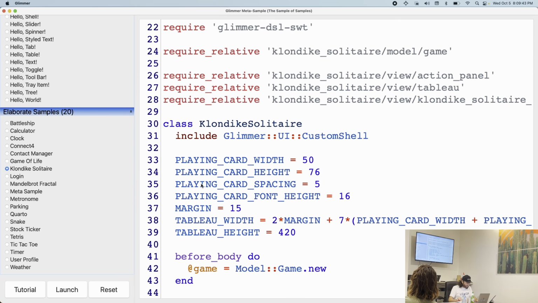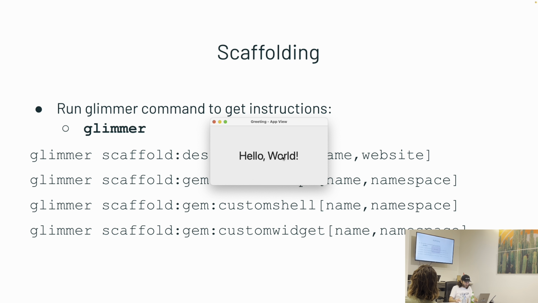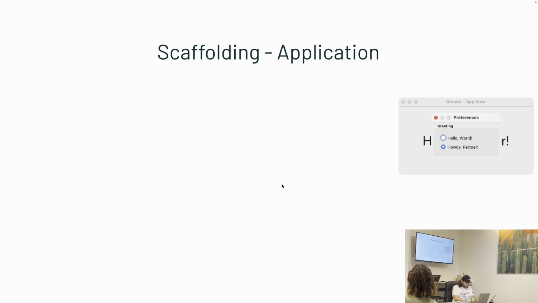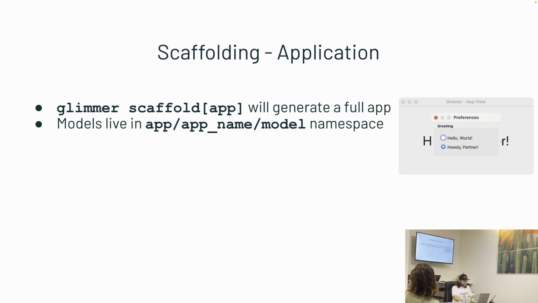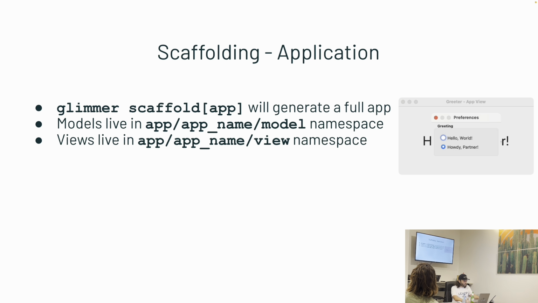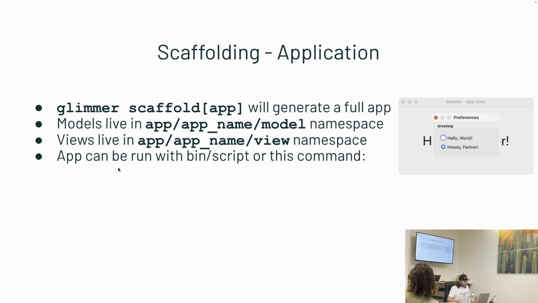By the way, the app that I just scaffolded finished, there it is. It's just hello world. That's what you get for free by default, and I can even open the preferences, and it gives you an example of how to implement preferences. So what do you get when you generate an app? It generates a full app when you scaffold. The models live under app name, model. The views live under app name, view. So app name is used as a namespace. So if my app is called greeting, it's going to be app greeting model and app greeting view. It's just a Ruby namespace.